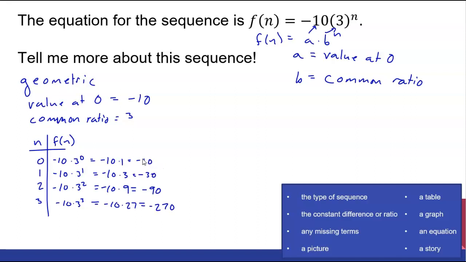So you can see our values start negative, negative 10, and they start getting much larger negative very fast. Negative 30, negative 90, negative 270. So what we would expect this graph to look like, it would start somewhere at like negative 10, and then it's going to go down, and then go down faster and faster. So based on that equation, we got the type of sequence, the value at 0, the common ratio, a table, a graph. Amazing! We know so much about sequences, given just a little bit of information.